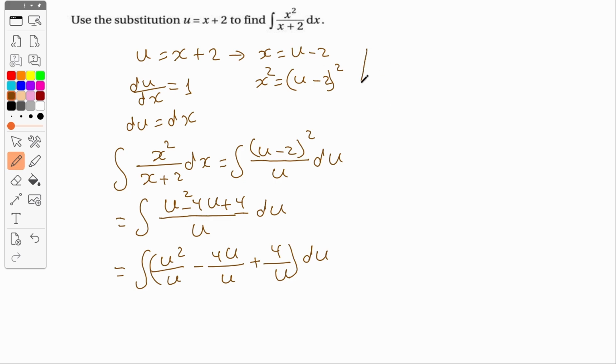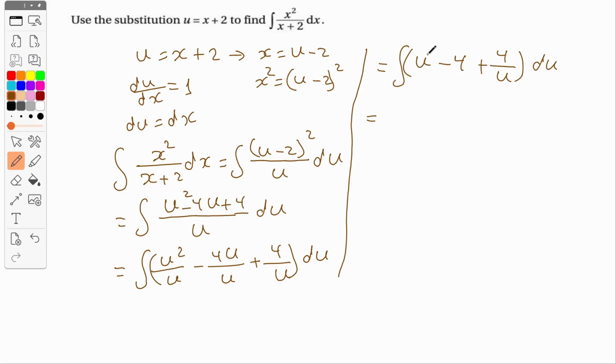So that will be the integral of u squared divided by u is just u, minus this u and this u will be cancelled, minus 4 plus 4 over u, okay, in terms of du. Now let's integrate term by term. We have here 3 terms. We need to integrate one by one.